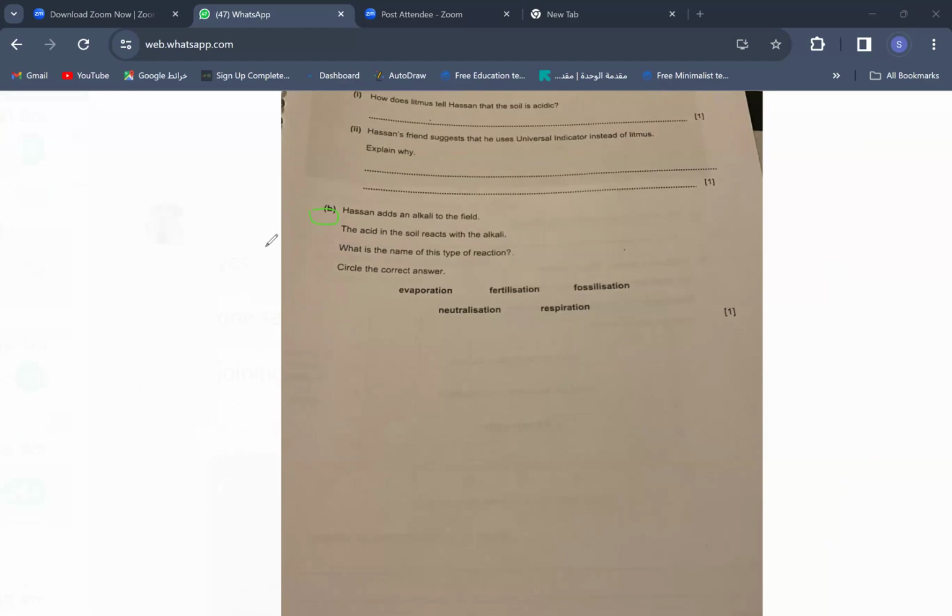Question B. Hassan adds an alkali to the field. The acids in the soil react to the alkali. What's the name of this type of reaction?